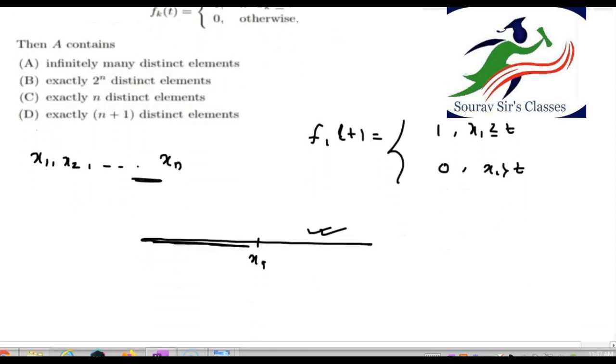So similarly we can find f2(t), f3(t) and all the functions up to fn(t). Now as there are n real numbers x1, x2, dot, xn, I can arrange them in ascending or increasing order. Without loss of generality, I am assuming that x1 less than x2 less than x3 less than dot, less than xn, so I can arrange them in that order.